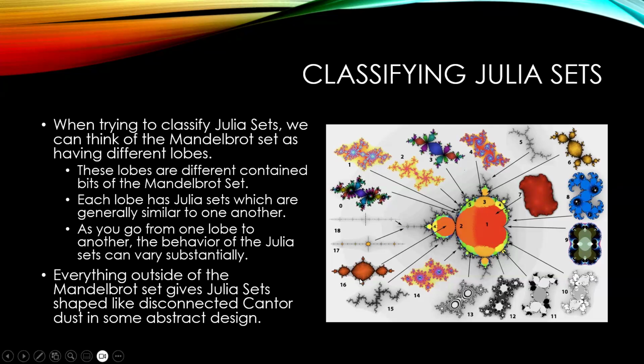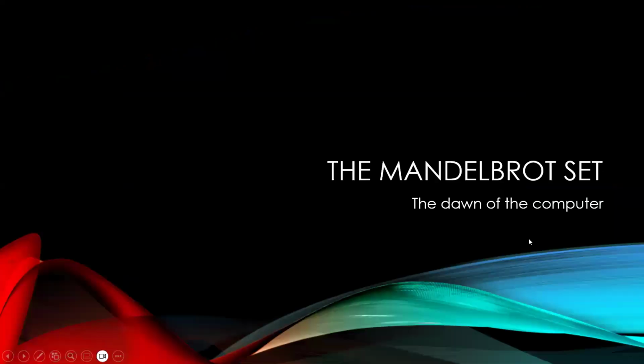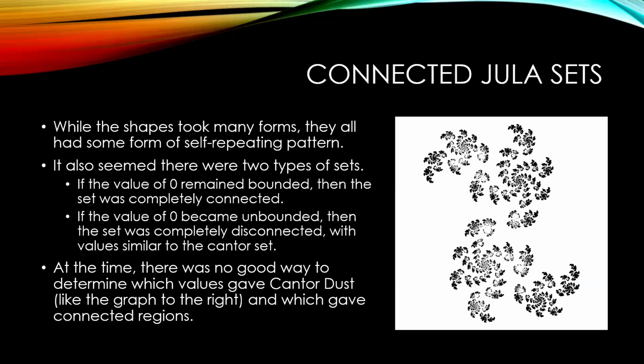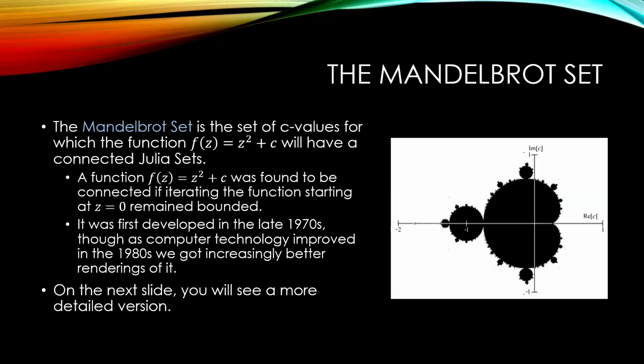Everything outside of the Mandelbrot set gives you Julia sets shaped like disconnected Cantor dust in some abstract design. And we start to see that a little bit. I don't know if we've got any graphs of it here, but we can go back up and see the example here where this is Cantor dust. This is basically isomorphic to the Cantor set. It's completely disconnected, and you can actually structure it in the same way as the Cantor set.